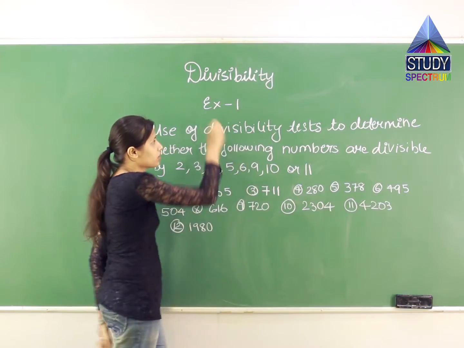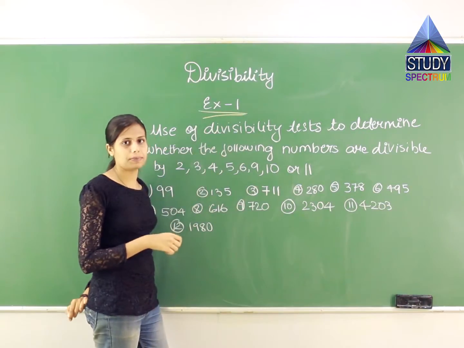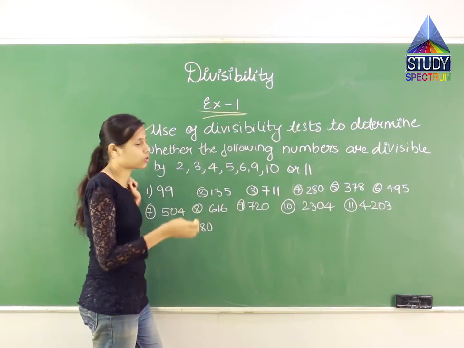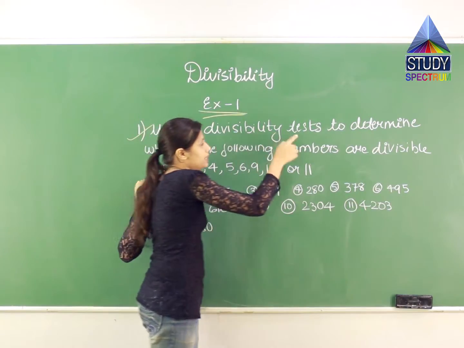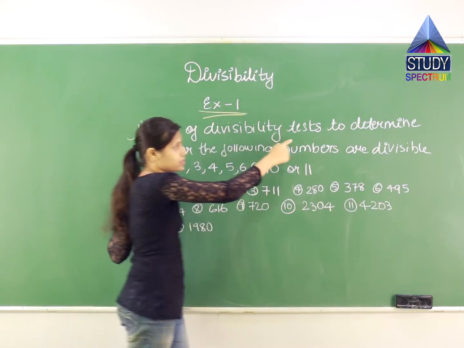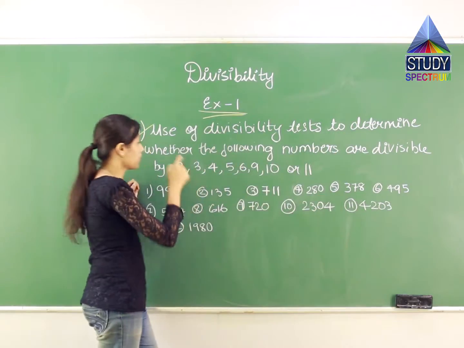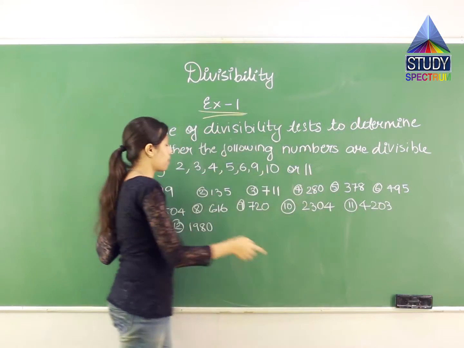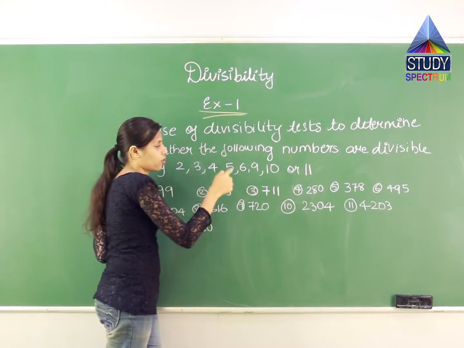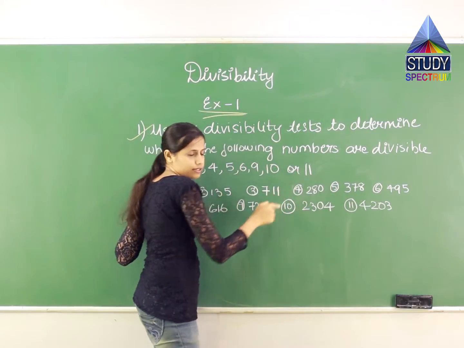Let us start with the first exercise of this chapter. The first question, let us read the question. Use of divisibility test to determine whether the following numbers are divisible by 2, 3, 4, 5, 6, 9, 10 or 11.